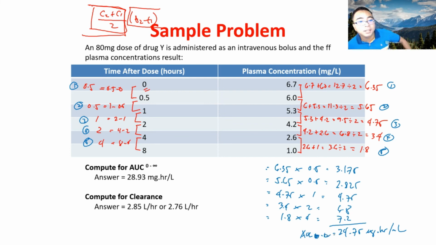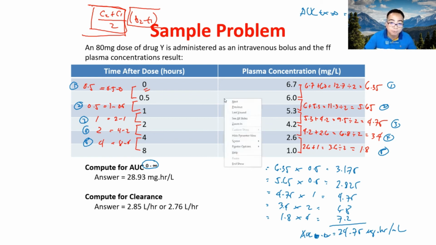Ang tinatanong dito, class, is AUC from 0 to infinite time. So, I'm not yet done. I need to get my AUC from Tx to infinite time. And that's usually the terminal concentration divided by the K. Ngayon, wala pa akong K. Right now, I don't have yet my K. So, let's compute for my K.